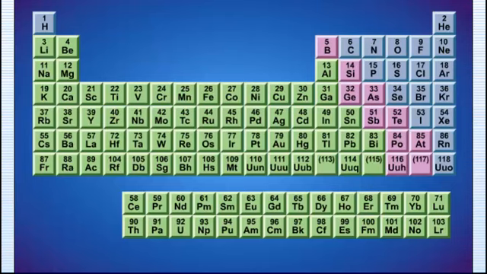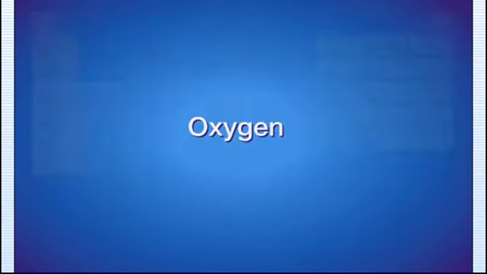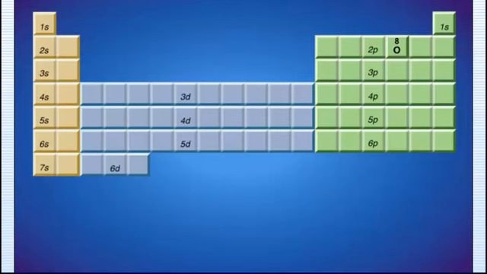An electron configuration of an atom shows how the electrons are distributed among the various atomic orbitals. The periodic table is arranged to show which subshells are filled as we progress across and down the periodic table. Oxygen has an atomic number of 8, meaning that the atom has 8 protons and 8 electrons.